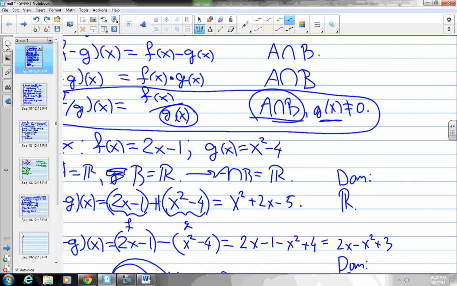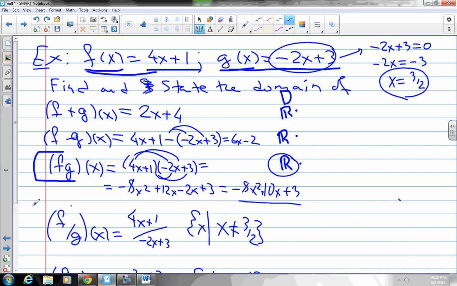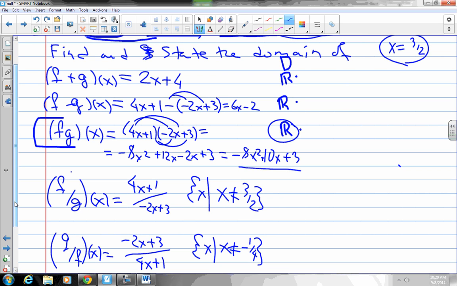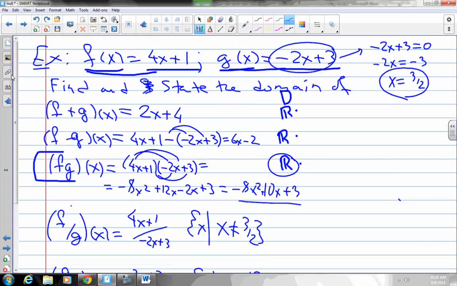So when I go back to the problem we were just working on, g is in the denominator. So what is g? Here's g, 2x plus 3. When does that equal 0? That's a simple linear equation. You set g of x equal to 0 and solve, and you get 3/2. So that's the number we have to exclude, because that's what makes the denominator equal 0.